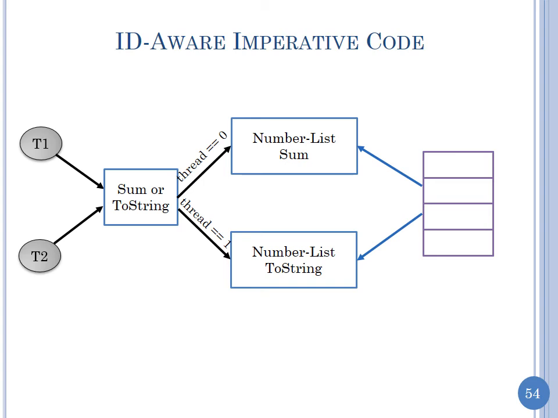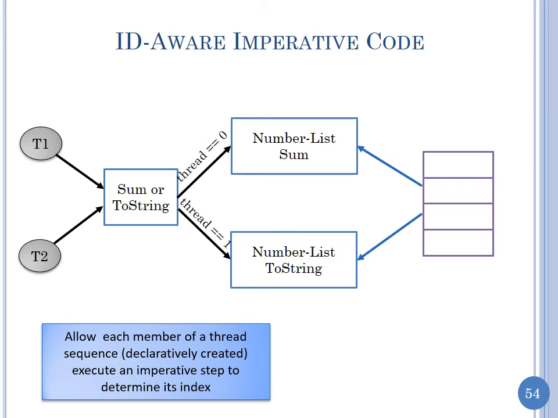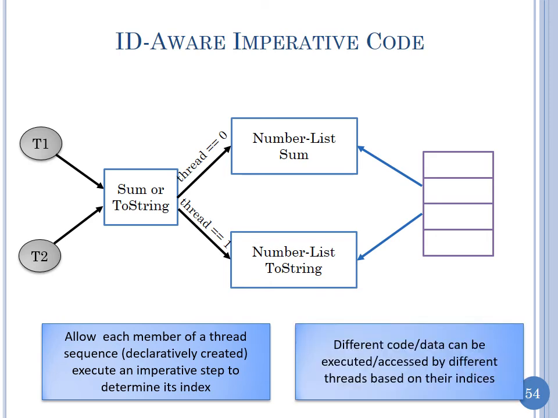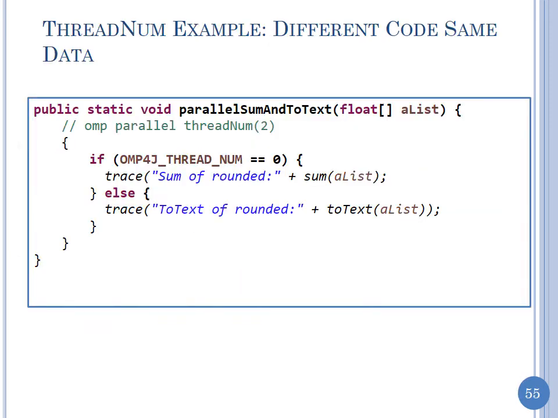So T1 and T2 must start executing the same piece of code. Okay, that's how fork join works. But that code can then query and find out what the thread ID is, and if we create 2 threads, the code can say, am I thread 0? If so, I do the sum job, and if I'm 1, I do the toString. Okay, just as Unix did. So allow each member of the declaratively created thread sequence to execute an imperative step to determine its index, and different code is executed by different threads based on the index.